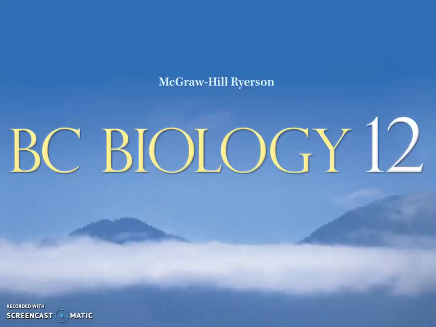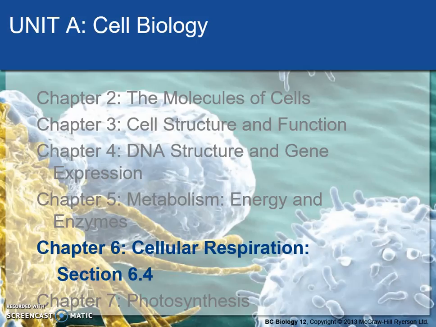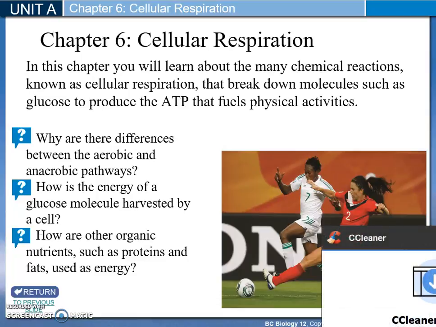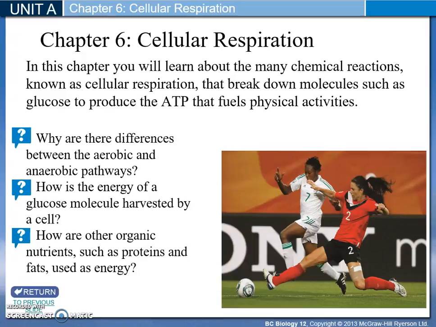This video is going to look at section 6.4, which will continue our look at cellular respiration. So far, what we've looked at is phase one of cellular respiration, which is simply glycolysis. That takes place in the cytoplasm of the cell, and it does not require any oxygen. It does require 2 ATPs, which will activate the glucose.